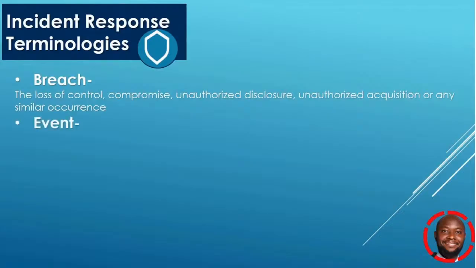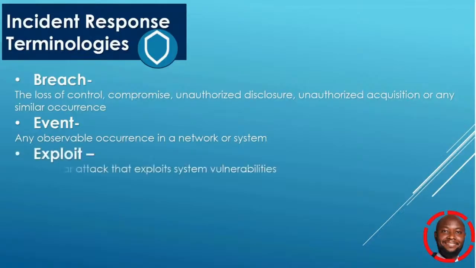It's a breach. Then we have events. An event is any observable occurrence within your network or your system, or we can say within your organization also. Then an exploit. When a particular attack exploits the vulnerabilities within your system, we call that attack an exploit.